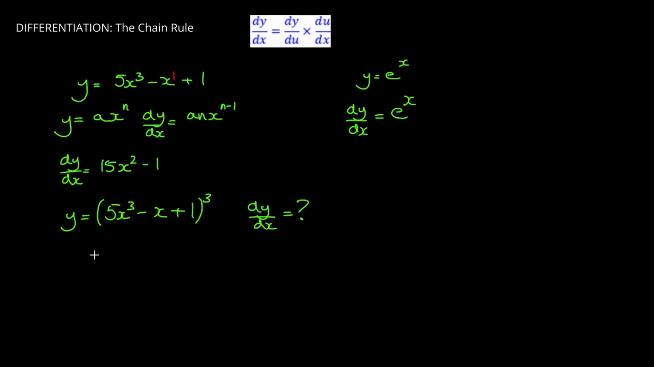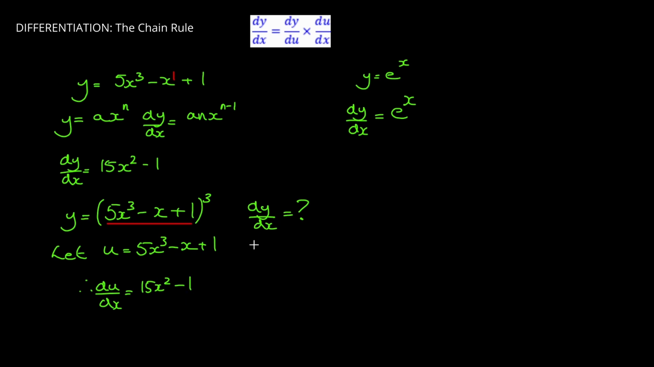And the chain rule uses a substitution. You can think of the 5x cubed minus x plus 1 as a sort of inner function, which is then cubed. So if we give this inner function a name by substituting u for it, for example, we'll get y is equal to u cubed. So let's write that down. Let u be the inner function. Now we've not got y here anymore, but we can differentiate u with respect to x. So therefore du dx is equal to, well, it's the result we got up here, which is 15x squared minus 1.